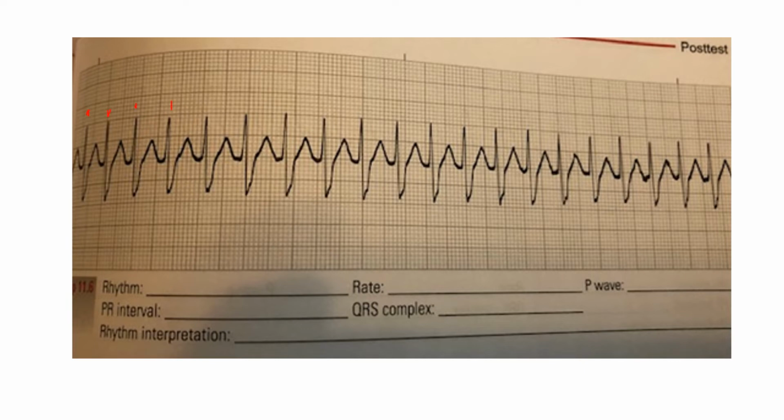So when you have sync on, you should see either dots or arrows identifying the R waves, and that's very important when you are synchronized cardioverting. You only synchronize cardiovert when the patient has a pulse, because the machine wants to know where those R waves are, and when it delivers the energy or the shock, it needs to know not to hit the R on T.